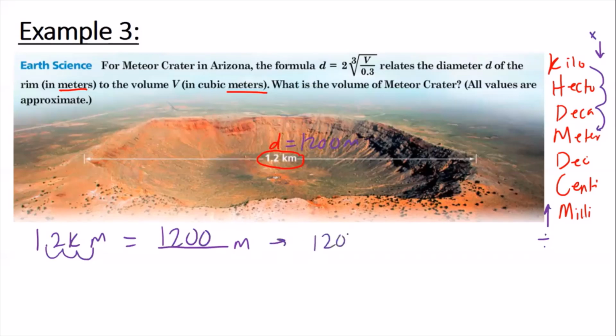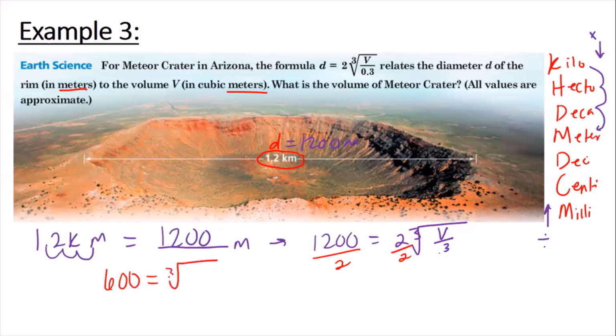Yes. So we have 1,200 equals 2 times the cube root of V divided by 0.3. And now I just got to get V by itself. On the outside, I have 2 being multiplied. The opposite of 2 being multiplied is for 2 to be divided. What is 1,200 divided by 2? 600. So we have 600 equals the cube root of V divided by 0.3.